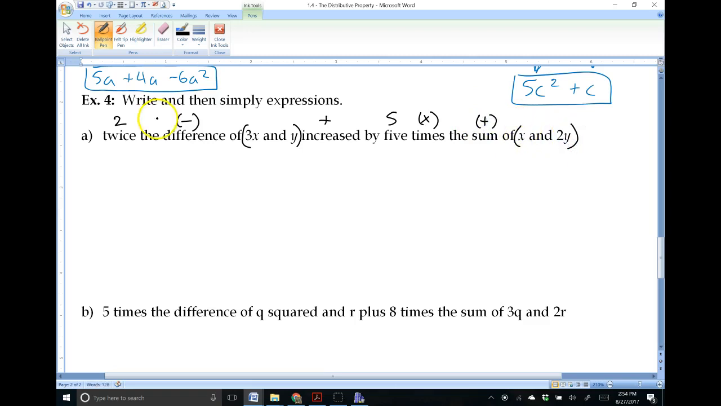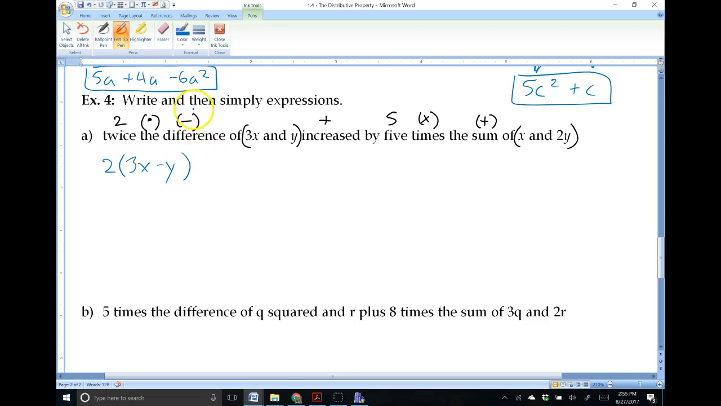Also in the beginning here, it says twice the difference. So twice also means multiply here. Twice the difference of what? It's doubling, right? So when we write this out, this becomes 2 double of what? The difference of 3x minus y. And let's kind of read this out before we start the second half of this. Twice of what? Twice of the difference of 3x and y, right? And then now the second part here.